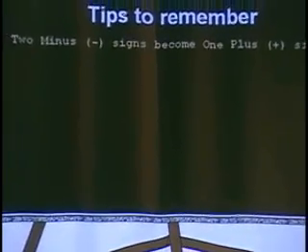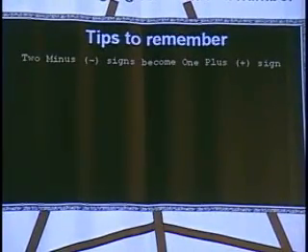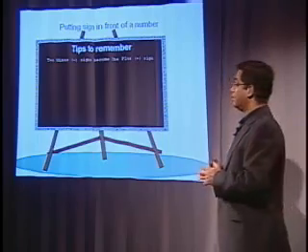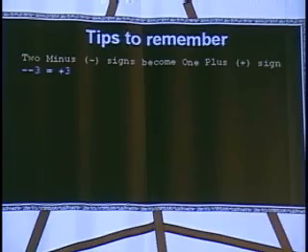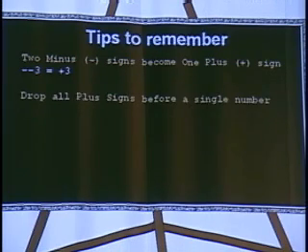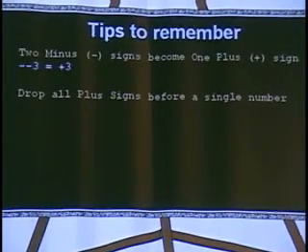Some more tips. Two minuses. Whenever you see two minuses in front of one number, they become 1 plus, and we will be using these tips to solve some of our algebraic equations to solve for signs. So minus minus 3 becomes plus 3. Second tip, which is very important, drop all plus signs before the single number, and we know about this by now. So as an example, plus 3 is 3.